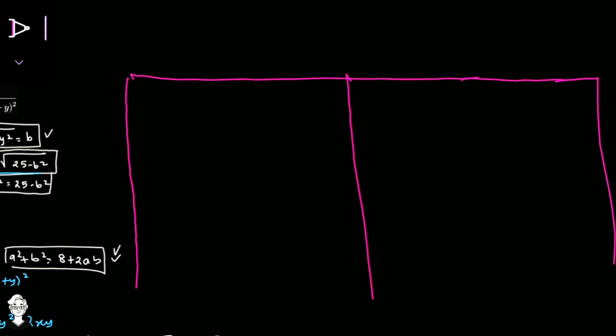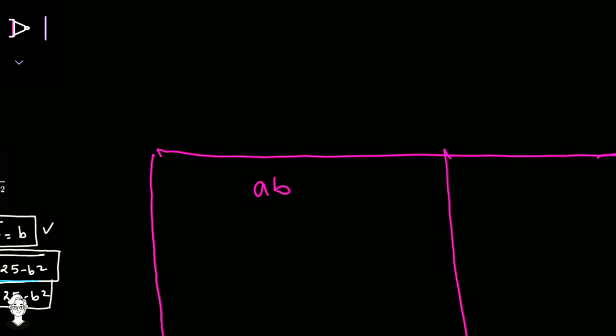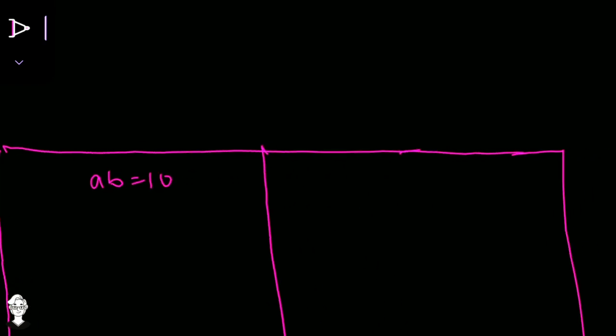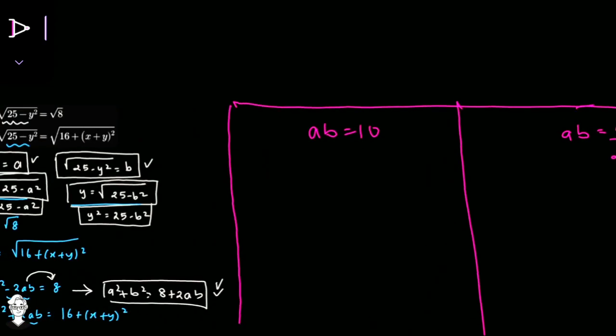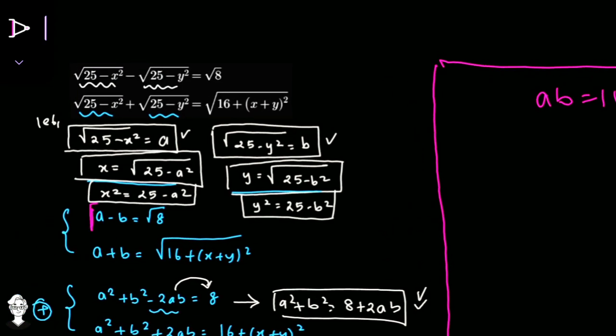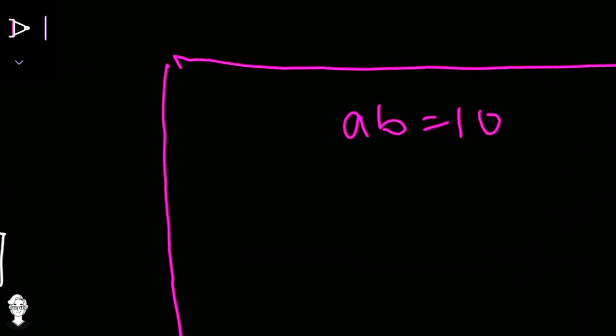Yes. Now here we will take that ab is equal to 10 and here we have that ab is equal to 5 by 2. Yes. Now we can take either of these equations. I will go with the first equation, that is a minus b equals square root of 8. So a minus b is equal to square root of 8. Let it be clear. Yes. a minus b is equal to square root of 8 and ab is equal to 10.